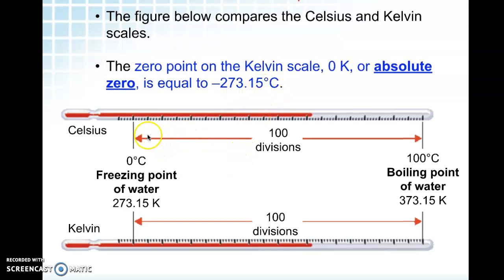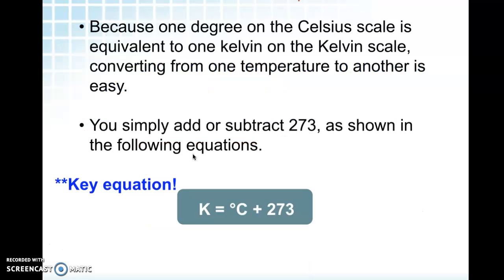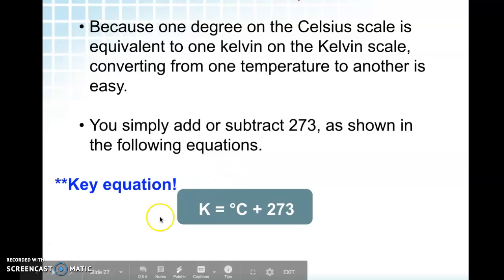Now, one thing you see between Celsius and Kelvin, the change in temperature is the same for both. As in, if the temperature goes up 10 degrees Celsius, it also goes up 10 Kelvin. It's just the two temperature scales start at a different point, but they change by the same amount. So the conversion between them is relatively easy.